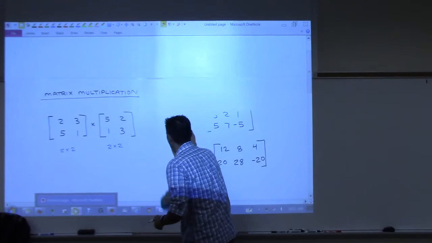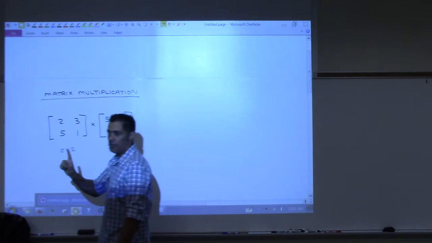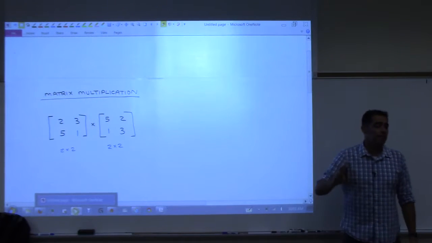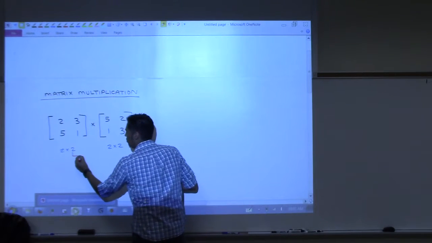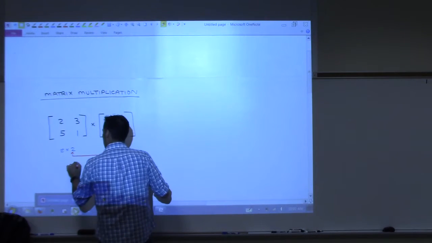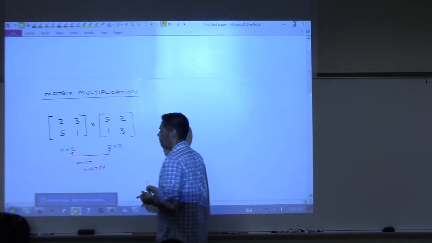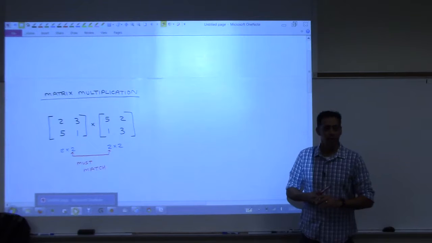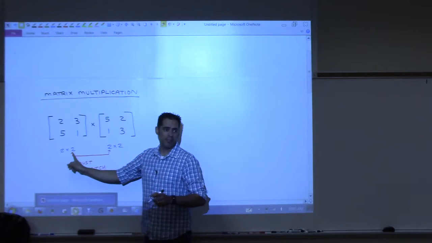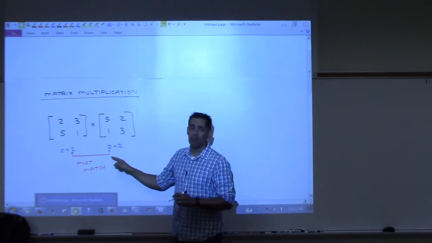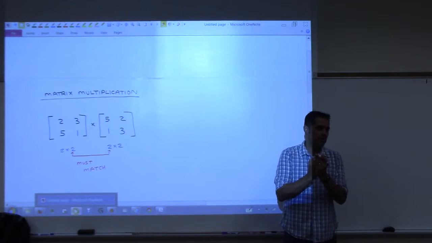When you're trying to figure out matrix multiplication, here's what you have to do. First of all, in order for you to even be able to multiply two matrices together, these two numbers must match. In other words, the number of columns of the first matrix must be equal to the number of rows in the second matrix. You have to have that to be able to multiply two matrices together.